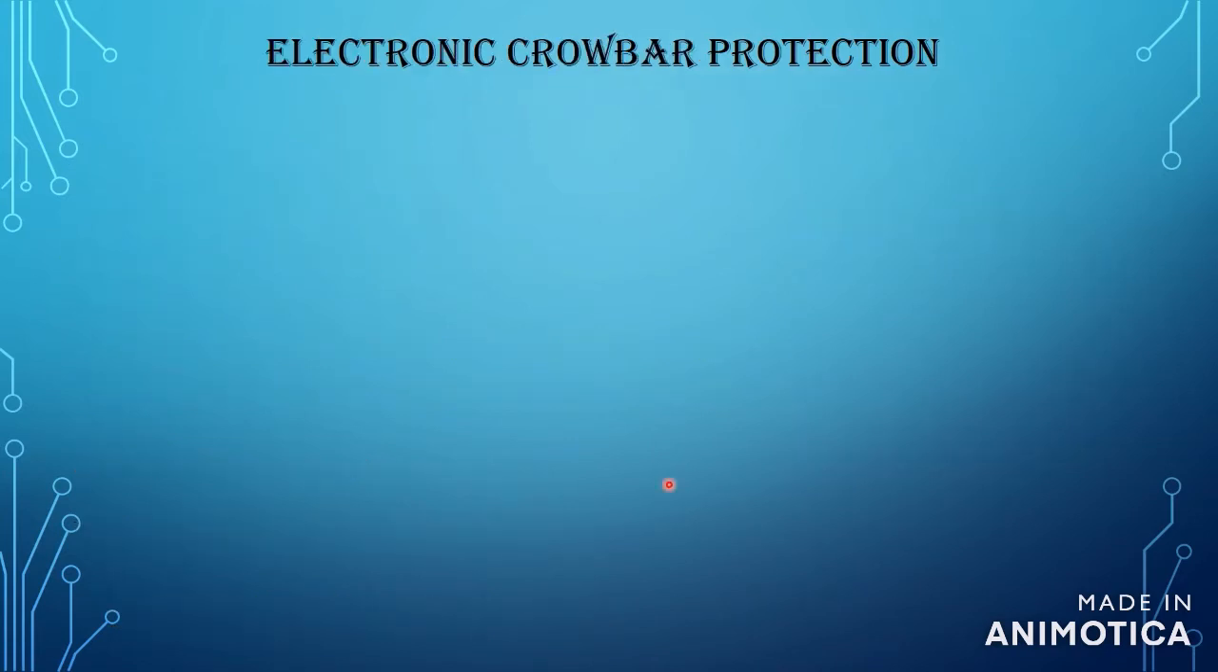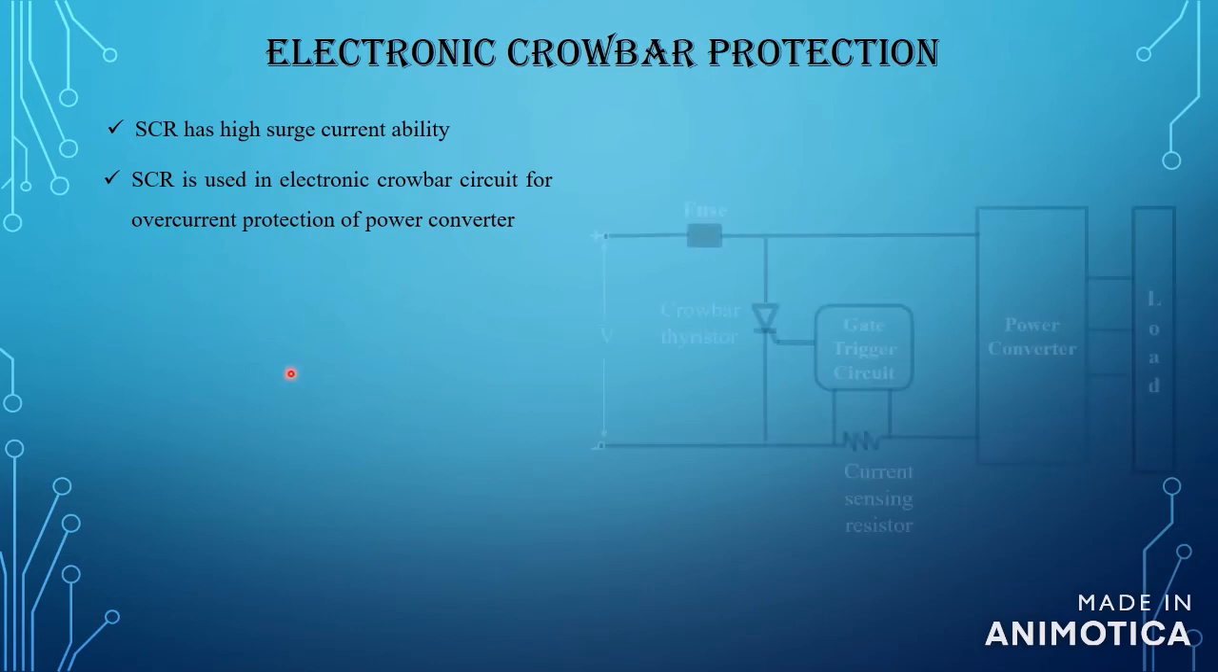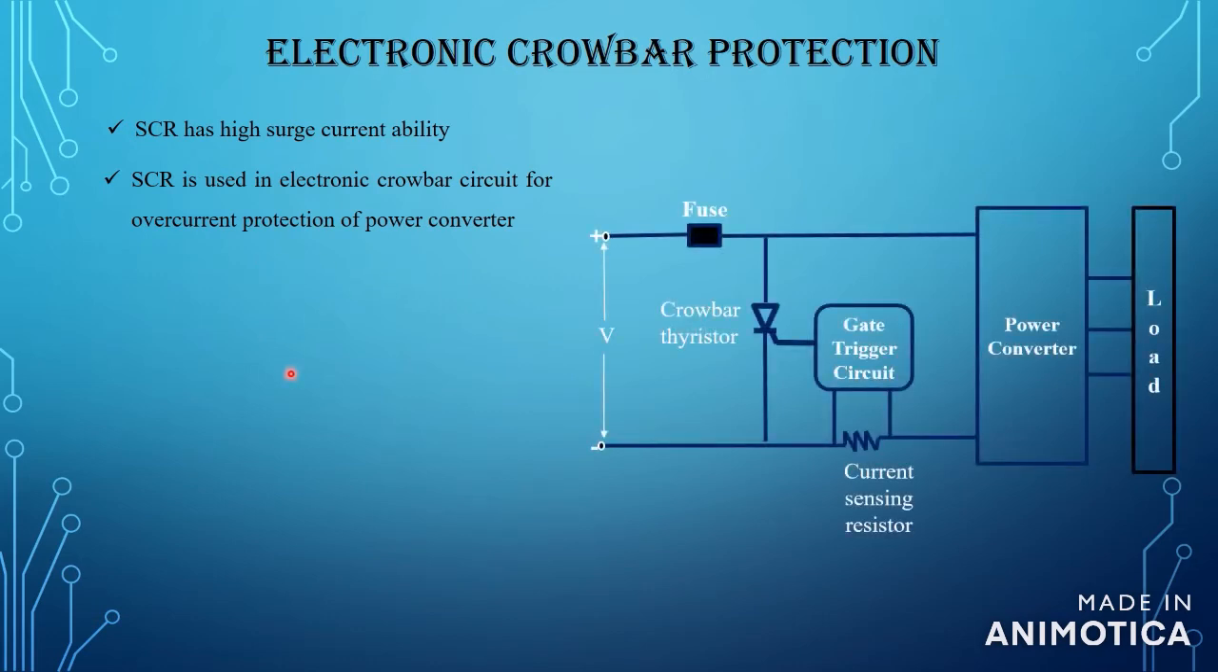So next we'll see the electronic crowbar protection. This is also a protection used for power converters, that is for providing over current protection for the power converter. So this is a circuit diagram. Here a special type of thyristor called the crowbar thyristor is employed. This crowbar thyristor is connected across the supply voltage. A current sensing resistor is provided over here.